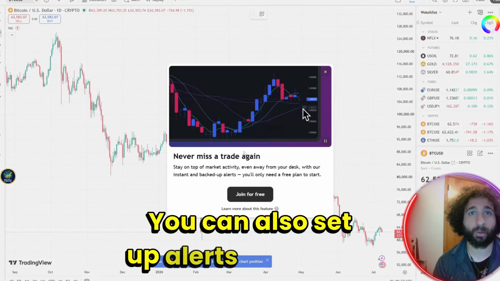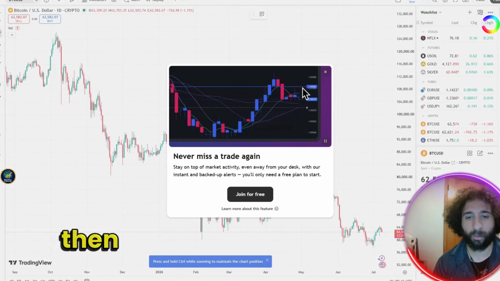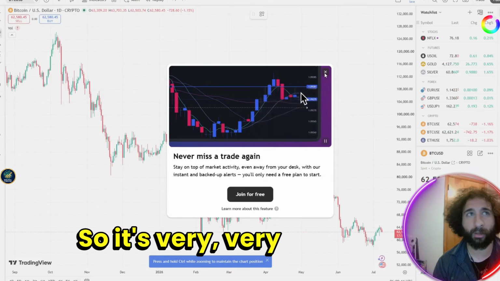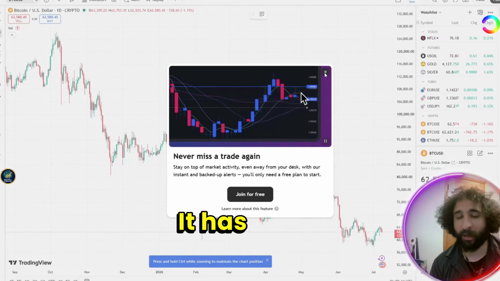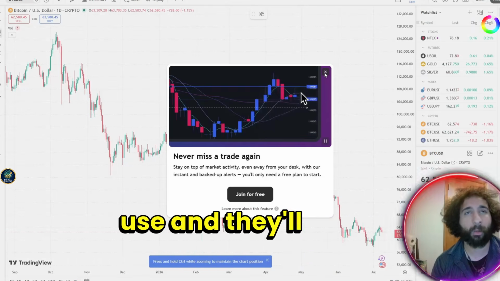You can also set up alerts right here. If we need a specific alert, then we won't miss that trade. So it's very, very easy to do. And that's TradingView in a nutshell. That's why I like it so much. It has loads of different features you can use, and they'll make you a better trader.